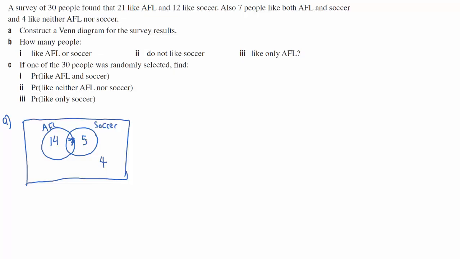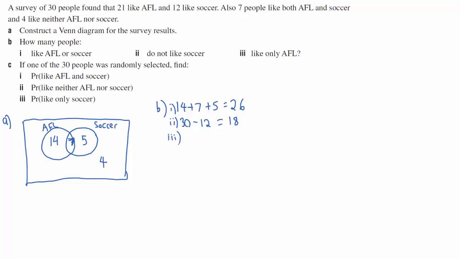The second question, part B, asks us how many people like AFL or soccer. Well, we just need to add up the number of people who like AFL, soccer or both. So that will be 14 plus 7 plus 5, which is 26. Part 2 then asks us, how many people do not like soccer? Well, there are 30 people altogether, and we're told that 12 people like soccer, so that leaves us with 18 people who do not like soccer.